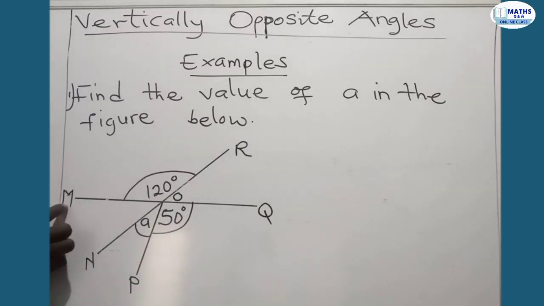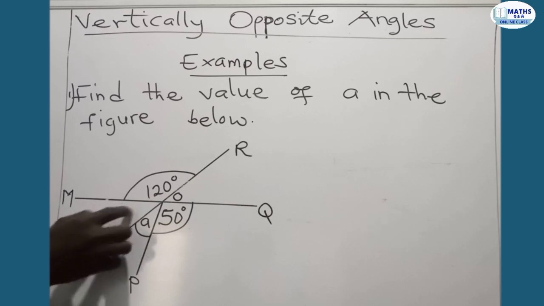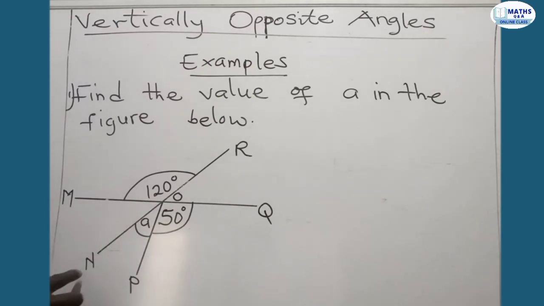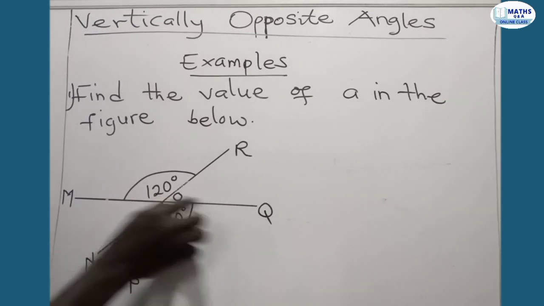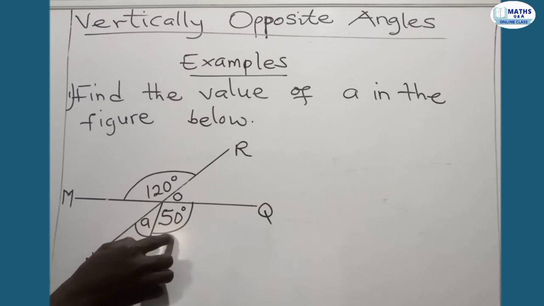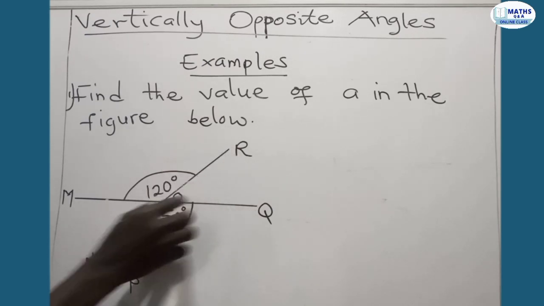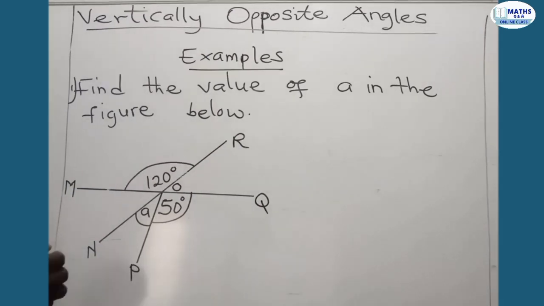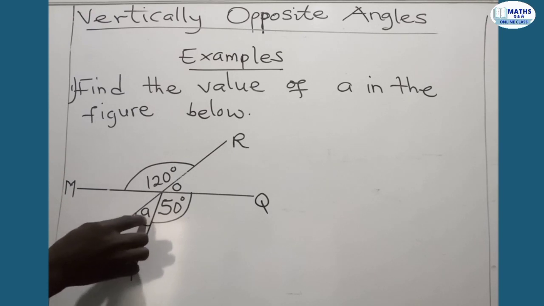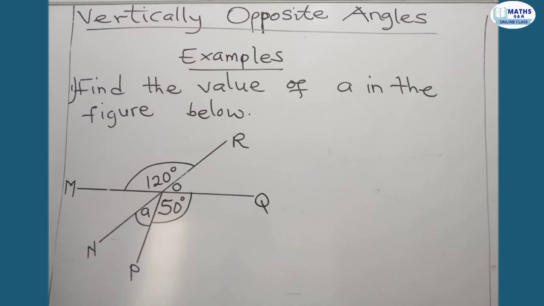We have angle MON not indicated. We have angle NOP as A. We have angle POQ as 50 degrees. And then we have angle QOR, which is not indicated, right? Now we are told to find the value of A in this figure, and this is A. This is where the A is being located.